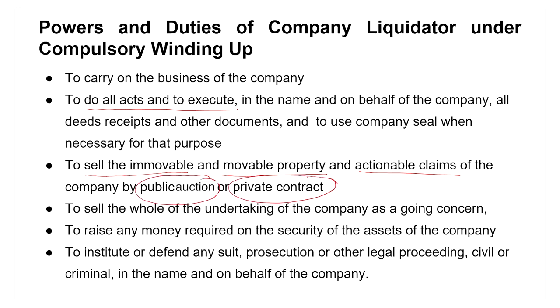Private contract or public auction, both opportunities are available before the liquidator. He may take any action to sell the whole of the undertaking of the company as a going concern, and to raise any money required on the security of the assets of the company. So, very wide power is given to the liquidator to deal with in the process of winding up, to institute or defend any suit or prosecution or other legal proceeding, civil or criminal.